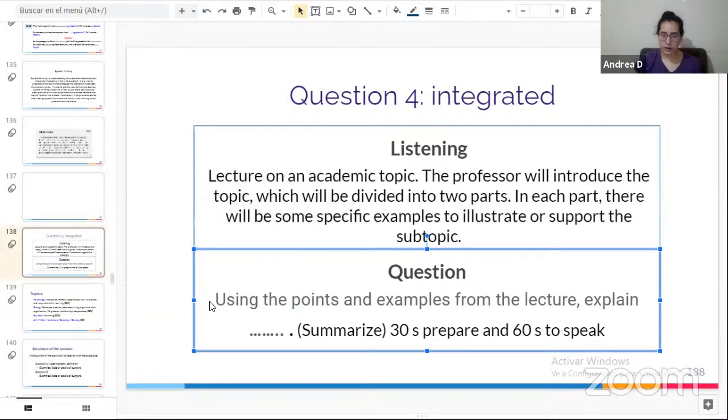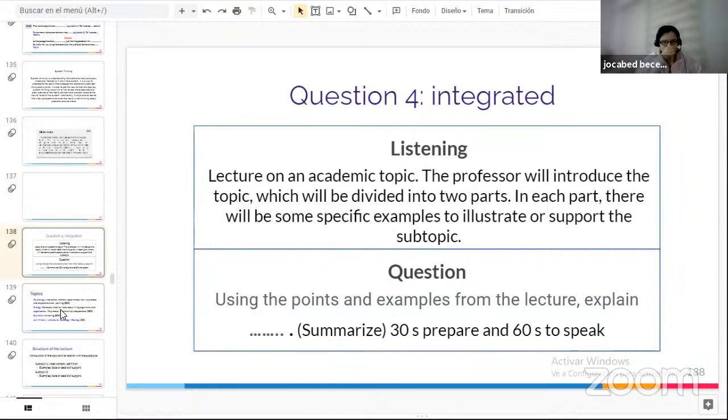Okay. So any questions so far? Is it okay, the structure? Yes, teacher, is clear.